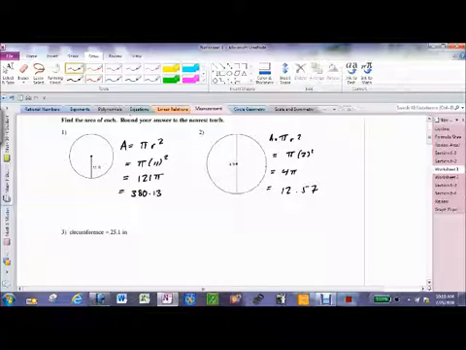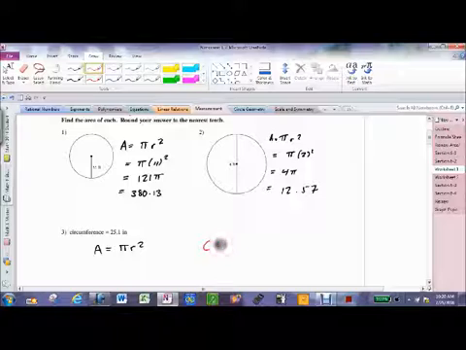Those two, you only needed the formula. Now this one's tricky. There's no picture. Oh, I just drew a picture. Area equals pi r squared. Do you have an r? No, you have a circumference. But you know that circumference equals 2 pi r. So do you know your circumference?